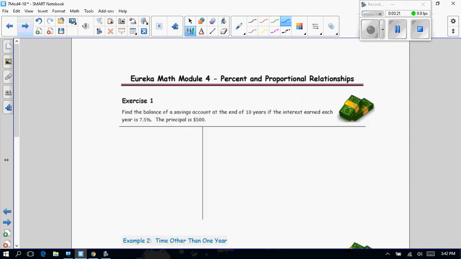All right, let's go to the top of the page. Find the balance of a savings account at the end of 10 years. There's our time. If the interest is 7.5%, there's our interest, that's our R, and the principal is 500. So I'm just going to write these down. Principal is 500. The rate was 7.5% or 0.075, and the time is 10 years.